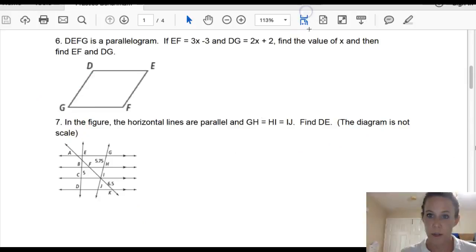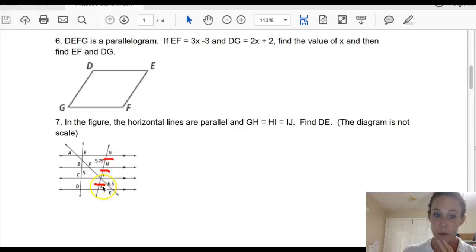Let's erase this off. In the figure, the horizontal lines are parallel, and we are also told GH equals HI equals IJ. So these are all congruent. Then it tells us to find DE, this length. So we have a little postulate or theorem, and we know if we have 3 or more parallel lines cut by transversal, and it cuts one transversal in congruent segments, it cuts all transversals into congruent segments.